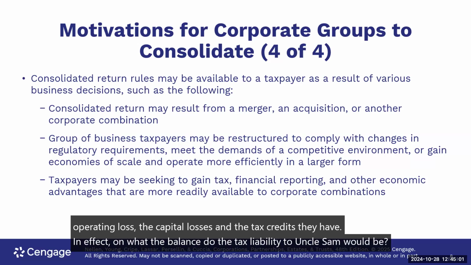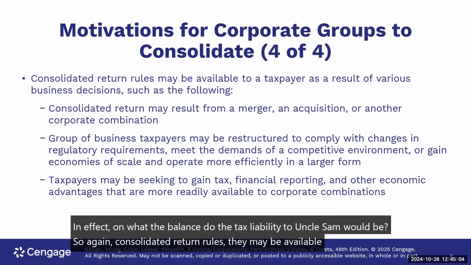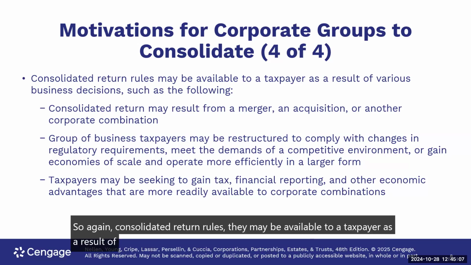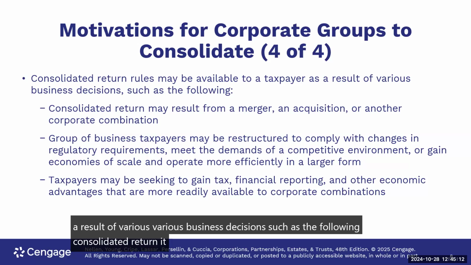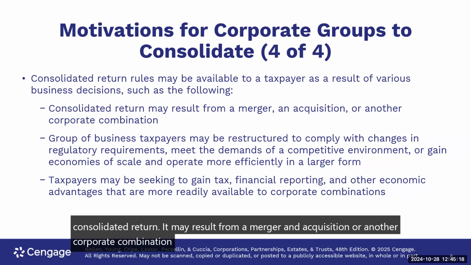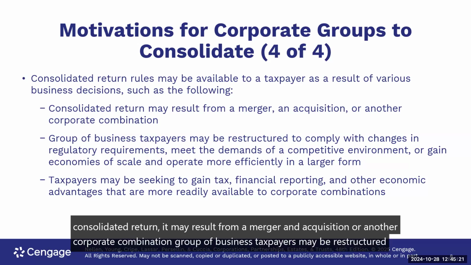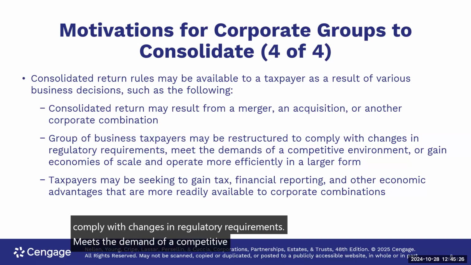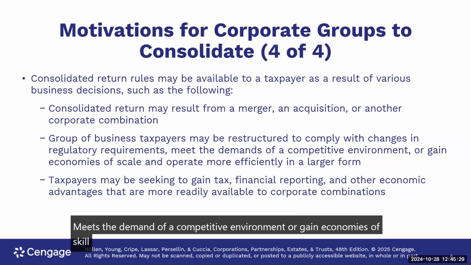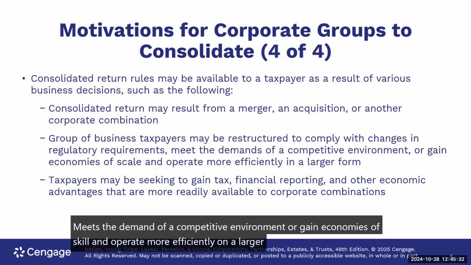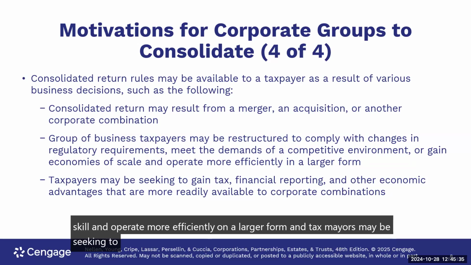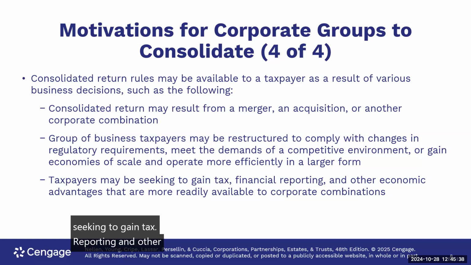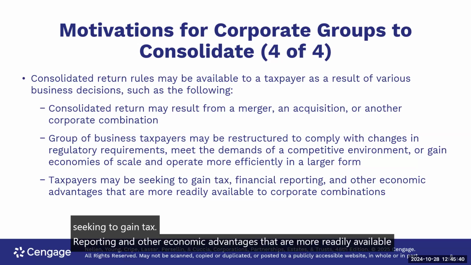Again, consolidated return rules may be available to a taxpayer as a result of various business decisions, such as the following. A consolidated return may result from a merger, an acquisition, or another corporate combination. A group of business taxpayers may be restructured to comply with changes in regulatory requirements, meet the demands of a competitive environment, or gain economies of scale and operate more efficiently in a larger form. And taxpayers may be seeking to gain tax, financial reporting, and other economic advantages that are more readily available to corporate combinations.